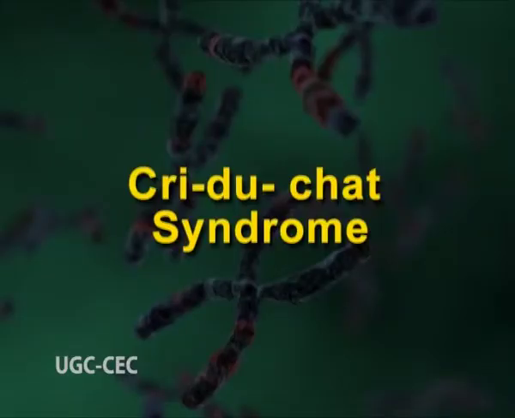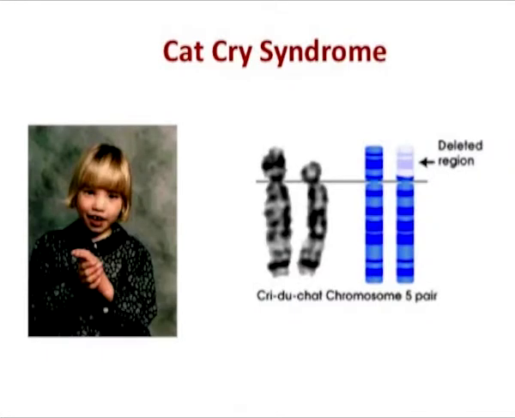Cri-du-chat syndrome, a well-known disorder associated with deletion in humans, was described by Lejeune and colleagues in 1963. The children suffering from this disorder have a characteristic high-pitched plaintive cry very similar to a cat in distress. Accordingly, this disorder was called in French the Cri-du-chat, cry of the cat syndrome. This syndrome is associated with a malformation of the larynx.